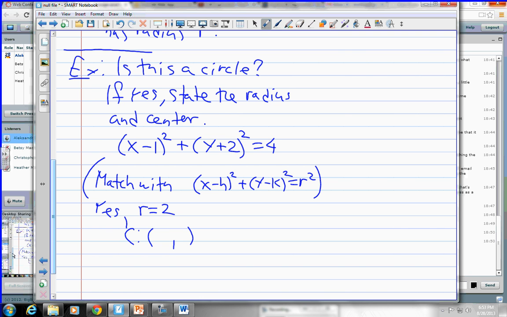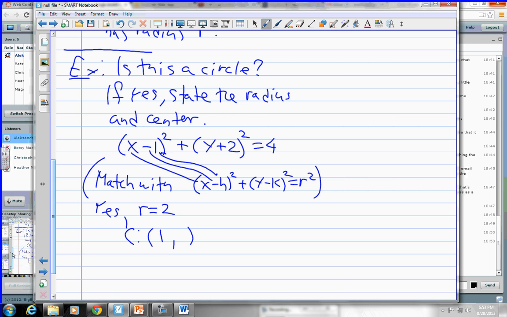So you just have to identify the values of h and k. What is h? So 1 or negative 1? 1. So you're right, you're just going to match literally x with x. Minus is there, so therefore h is 1. Right? Because minus is already there. So 1 is the x coordinate of the center. What about the y coordinate? Negative 2. Good.